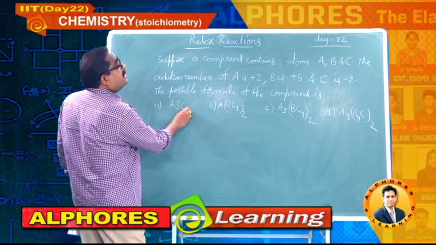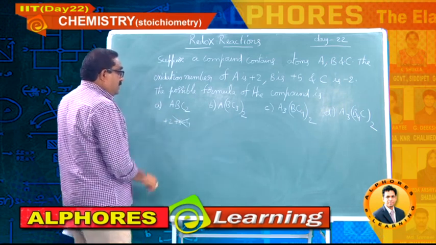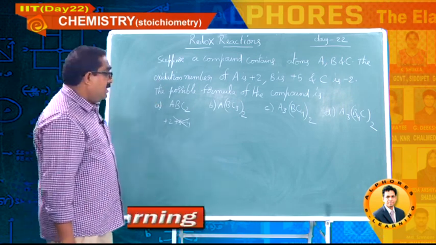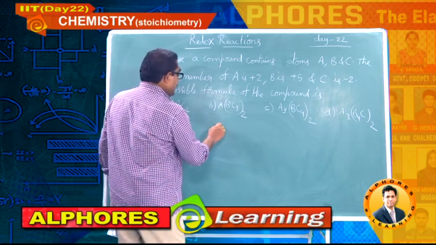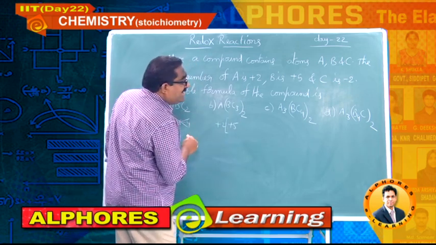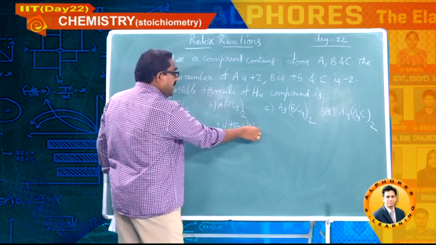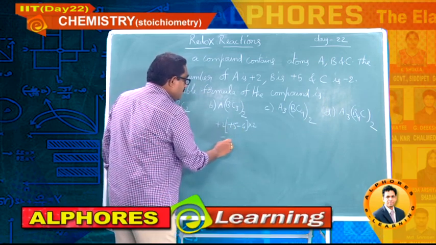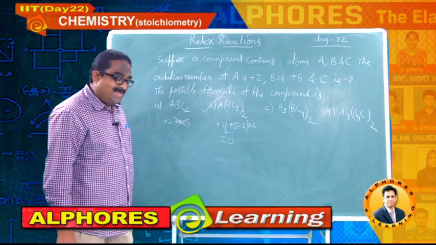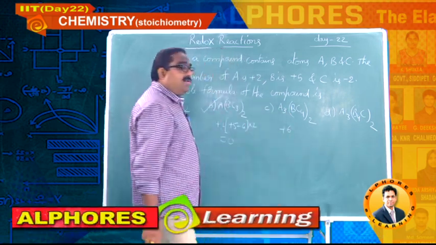ABC2, let me check. A +2, B +5, C2 -4. No, not getting 0, we get +3, but it is given as a neutral molecule, so that is not possible. Next, this one: A +2, B +5, 3C, C means -2, so 3C means -6, into 2 since it is twice, -12, -12 +14... oh, 0. So this is the possible one. Let me check those 2 also. A3 means 3 into +2, that is +6.